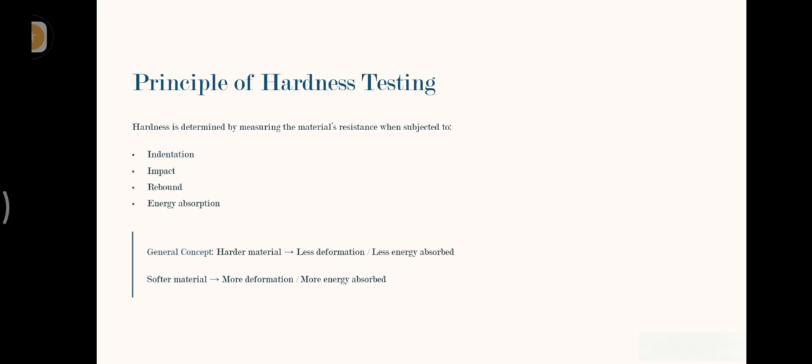As I mentioned before, the principle is that the material is subjected to some type of indentation or impact or rebound, or energy absorption. Generally, we can say that if the material undergoes less deformation or the energy absorption is less, then the material is harder. And if the material is subjected to more deformation and more energy is absorbed, then the material is characterized as a softer material.